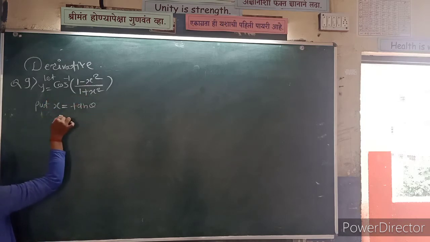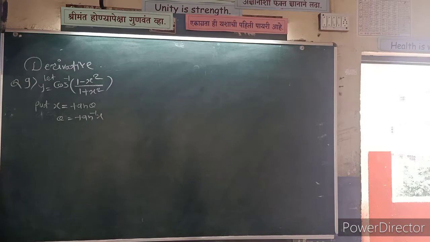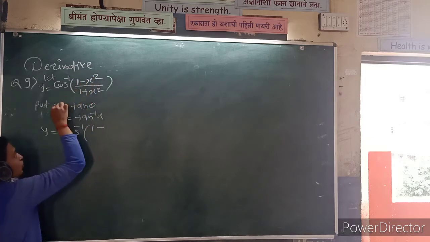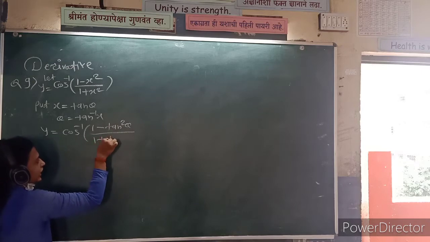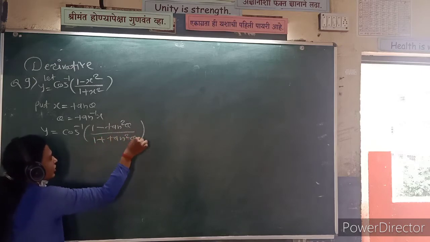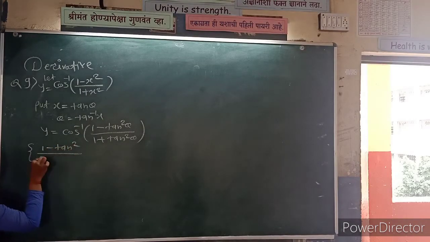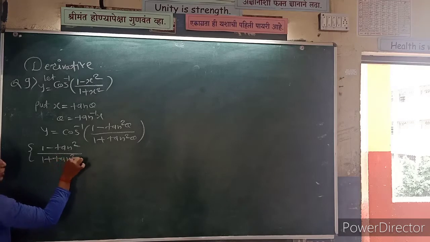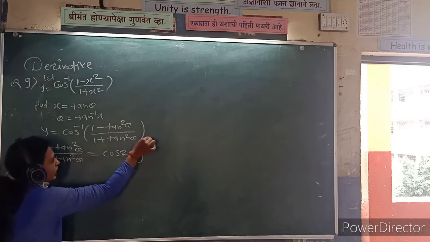So, what is the value of theta here? Just take the tan to the other side, so it becomes theta equal to tan inverse of x. So, what do we get here? y equal to cos inverse of (1 minus tan square theta) upon (1 plus tan square theta). And we know this formula: (1 minus tan square theta) upon (1 plus tan square theta) equal to cos of 2 theta. So just use this formula here.